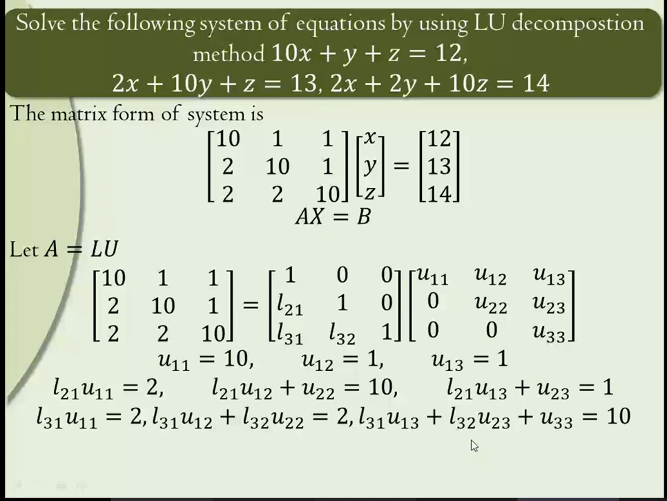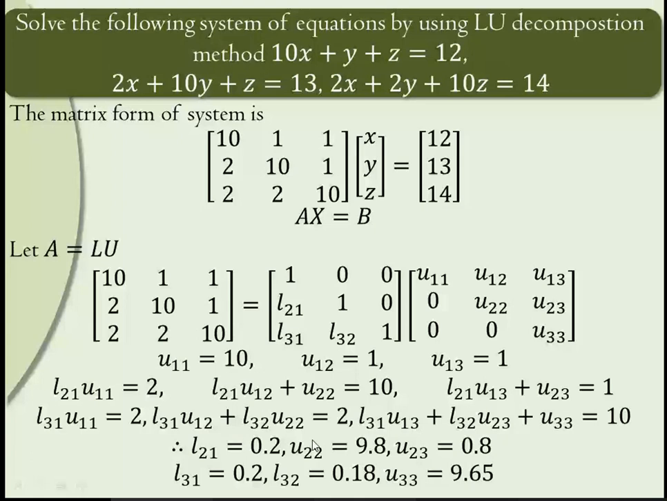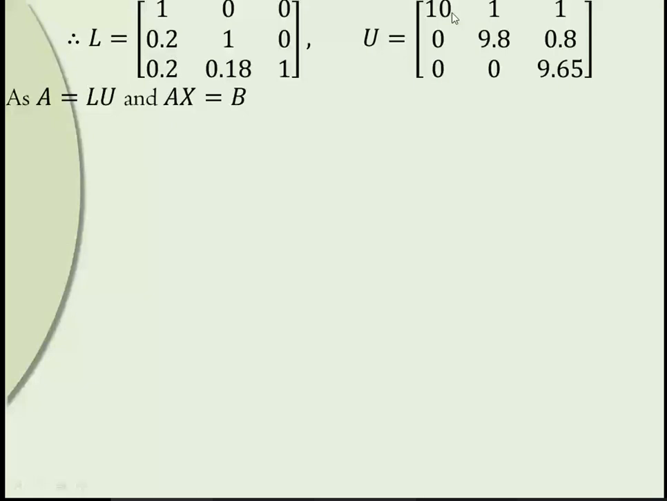Solving these equations, we get L21 equal to 0.2, U22 equal to 9.8, U23 equal to 0.8. Okay, and substituting into the previous equation, it will be L31 is 0.2, L32 0.18, U33 9.65. Now put all these 9 values into these equations. By that we get L and U. Okay, so L and U will be these matrices: L is 1 0 0, 0.2 1 0, 0.2 0.18 1. U will be 10 1 1, 0 9.8 0.8, 0 0 9.65.